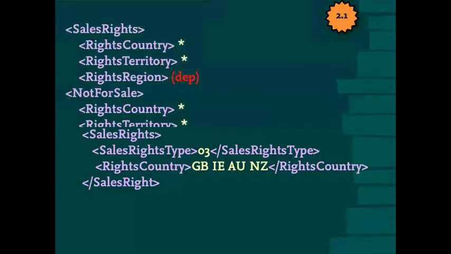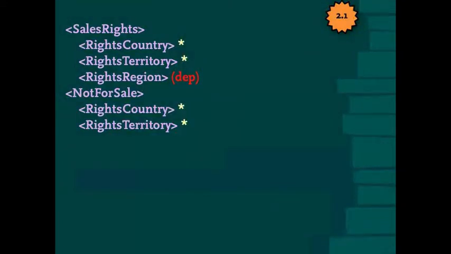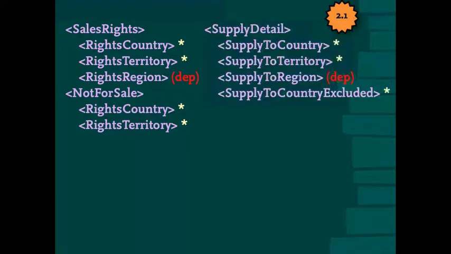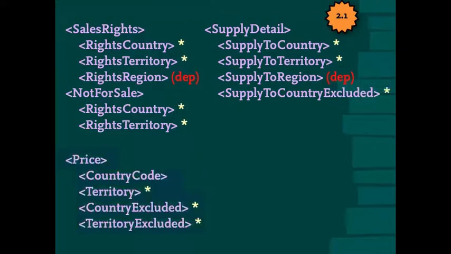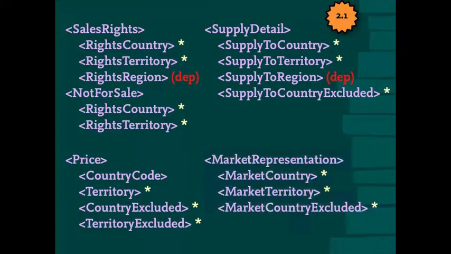one more thing to say about ONIX 2.1. This is the structure of sales rights in ONIX 2.1 and various tags that you use. All this does is describe a geographical area, the area within which a certain set of rights apply. But here's the problem. In ONIX 2.1, there are 4 different parts of the message where you are describing a geographical area. There's sales rights, there's supply detail, which is the geographical area within which a distributor or a wholesaler operates. There's price, that's the geographical area within which a price is valid. And there's market representation as well.